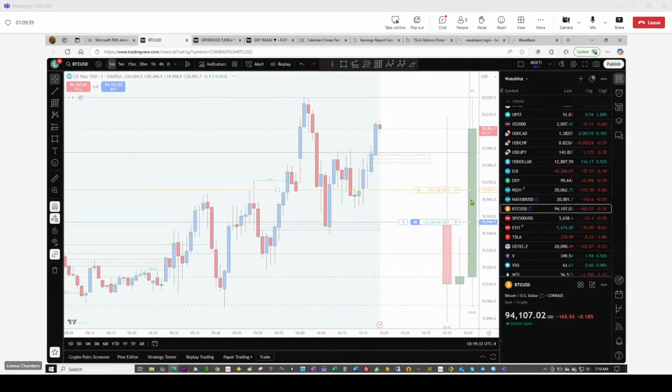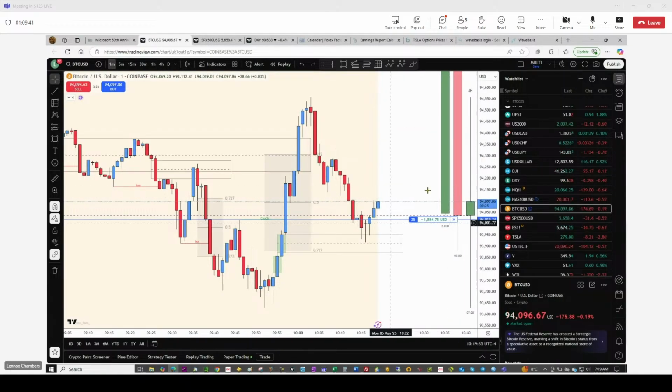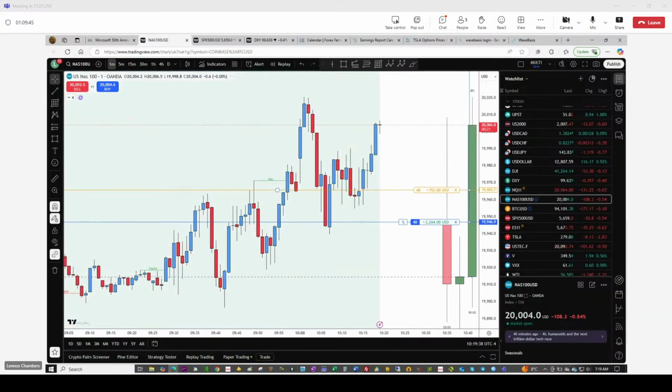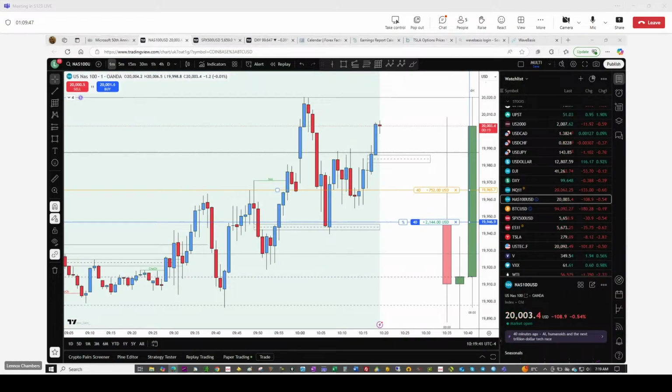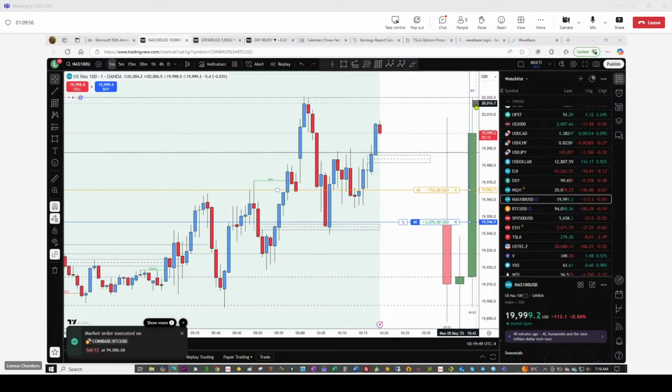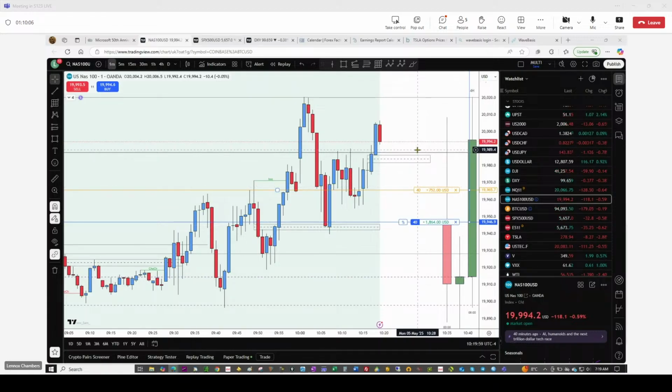Bitcoin's giving me nice profits as well at this point, so I could take something off. I just figured out I was working on a 5-minute chart rather than a 1-minute chart. Shows you what kind of volatility we're in.